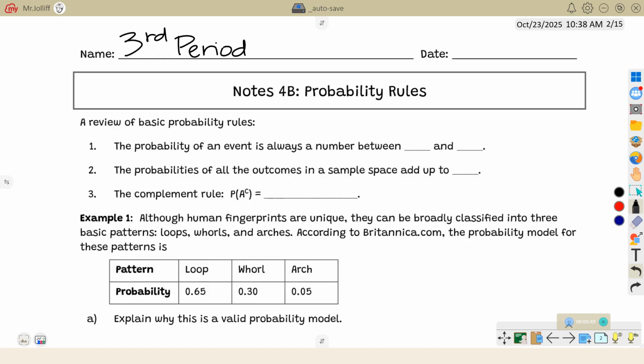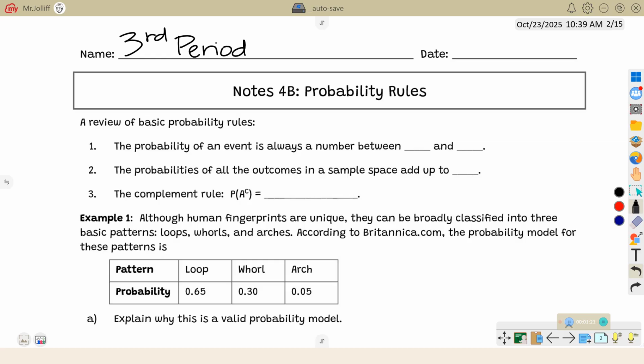Today we are reviewing some probability rules that we are already familiar with from our activity on Monday and the notes that you guys took on Tuesday. And then we're going to introduce a new rule that's going to help us calculate probabilities for compound events, meaning an event that represents more than one outcome. So let's review our basic rules of probability as a class.